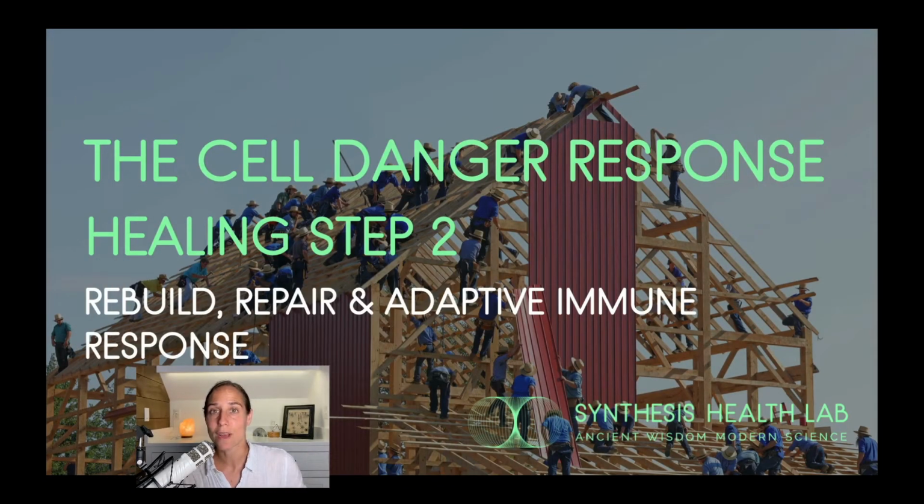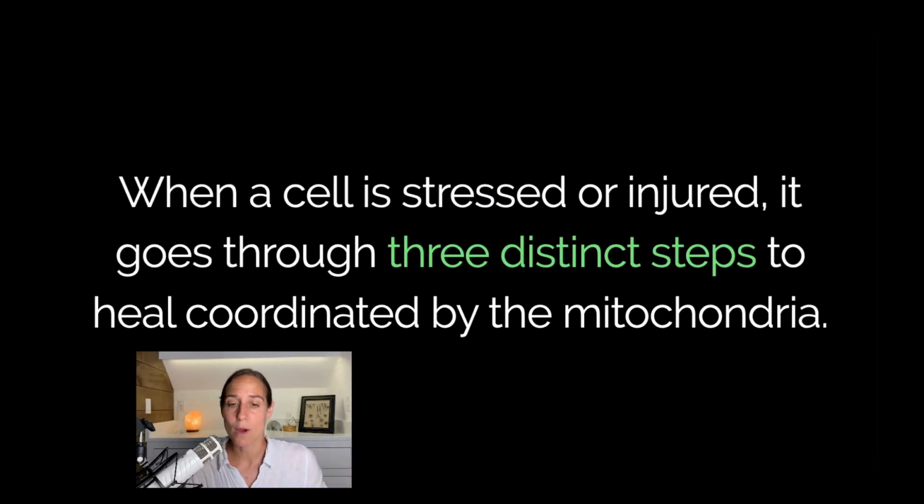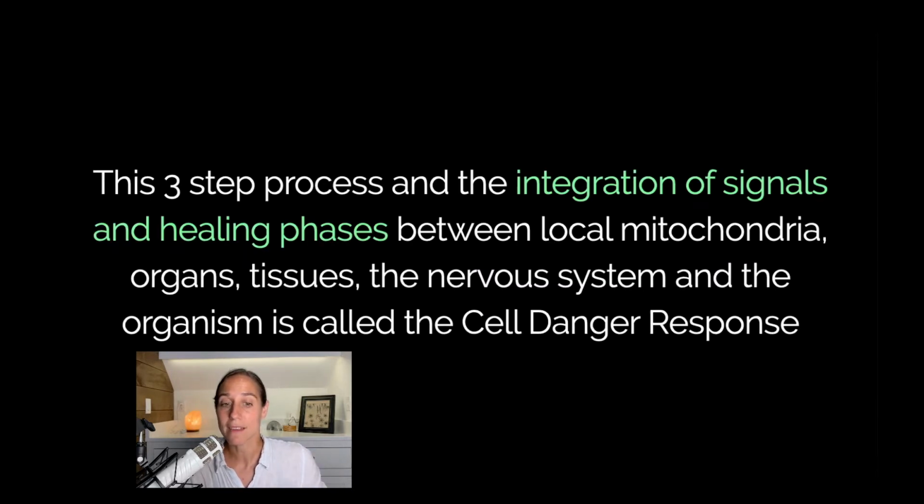All right, so let's look at cell danger response 2 and what is going on there. So as a brief recap, when a cell is stressed or injured, it goes through 3 distinct steps to heal, which are coordinated by the mitochondria. This 3-step process and the integration of signals and healing phases between the local mitochondria at the site of infection or inflammation and organs, tissues, the nervous system, and the organism is called the cell danger response.